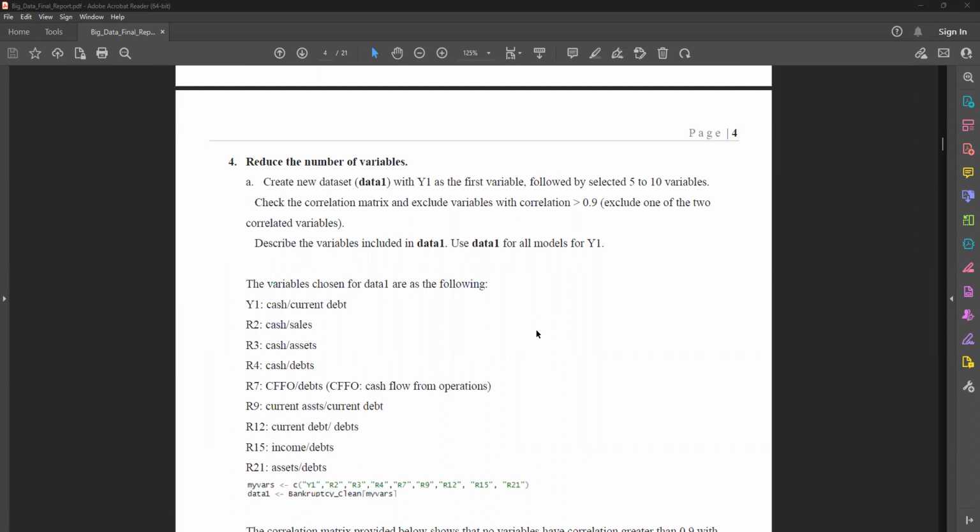For Y1, we have selected several variables. The variables that are selected are as follows. R2, which is equal to cash over sales. R3, cash over assets. R4, cash over debts. R7, cash flow from operations over debts. R9, current assets over current debt. R12, current debt over debts. R15, income over debts. And R21, assets over debts.